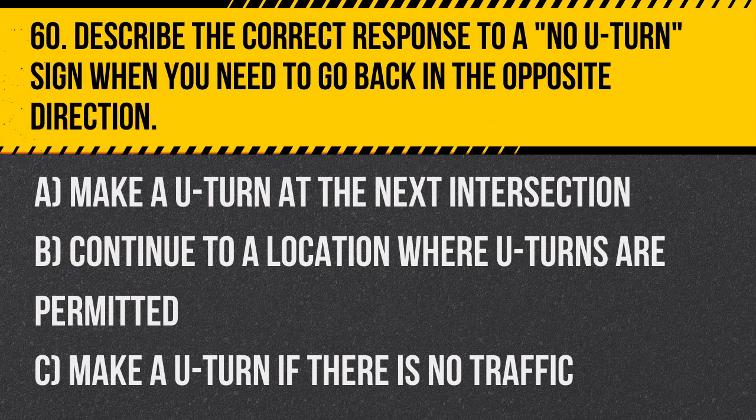Question 60. Describe the correct response to a no U-turn sign when you need to go back in the opposite direction. A. Make a U-turn at the next intersection. B. Continue to a location where U-turns are permitted. C. Make a U-turn if there is no traffic.